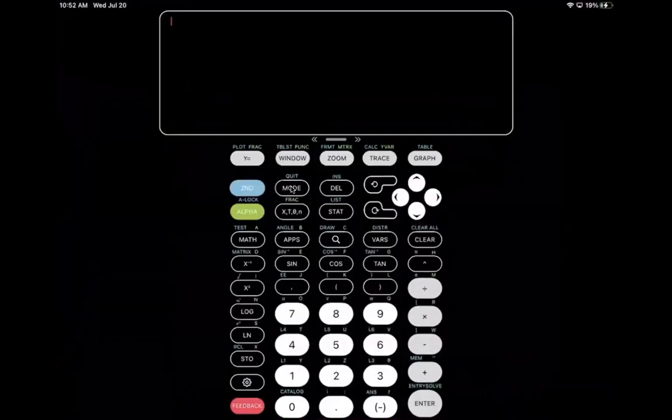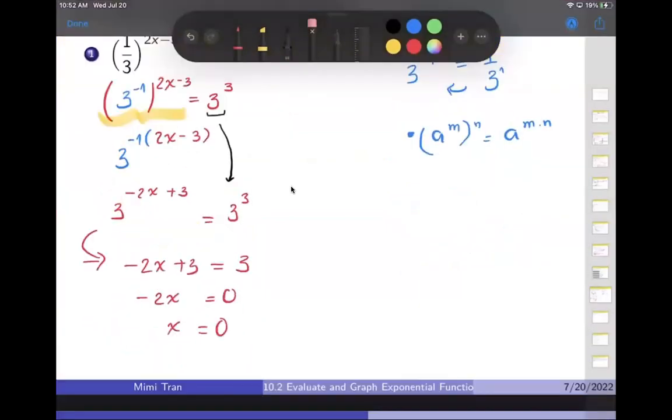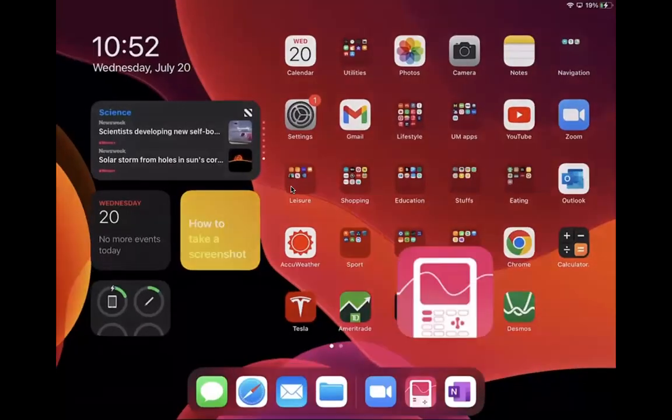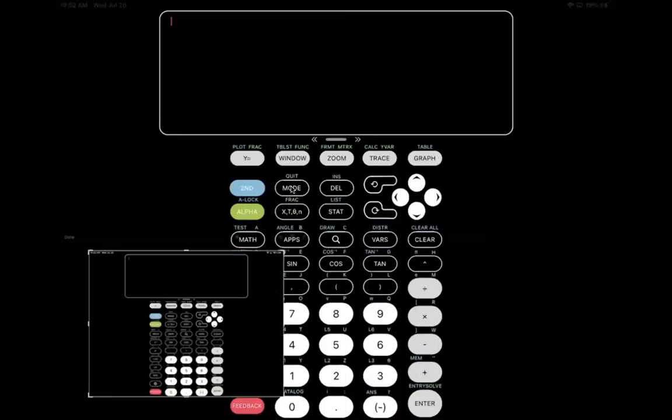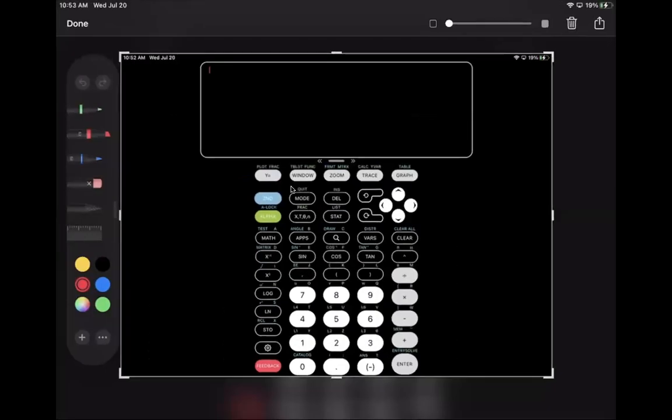Clear. First of all, I'm going to store the solution. The solution is 0. Let me show you how to store a number as a variable. Have you seen the store key right here? Store, S-T-O, STO, and then there's the X key. I want you to remember those two keys.